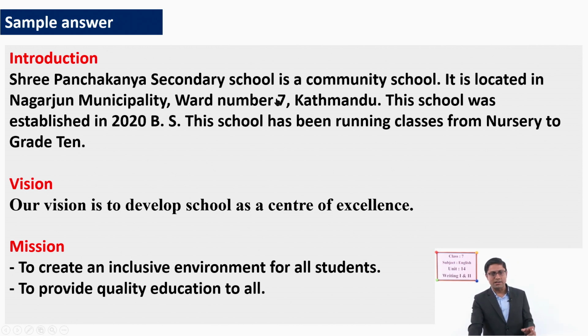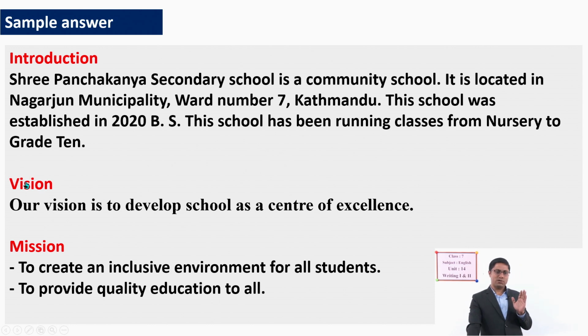Okay? Similarly, address, it is located in Nagarjuna municipality, ward number 7, Kathmandu. This is the address where the school is located. Now, you will write the address of your own school here. Similarly, this school was established in 2020 BS. Now, find when your school was established and write the year here. This school has been running classes from nursery to grade 10. Now, you can write what classes are run in your school. It can be up to grade 12, okay? You need to mention there, or grade 10 only or grade 8 only, you mention that.